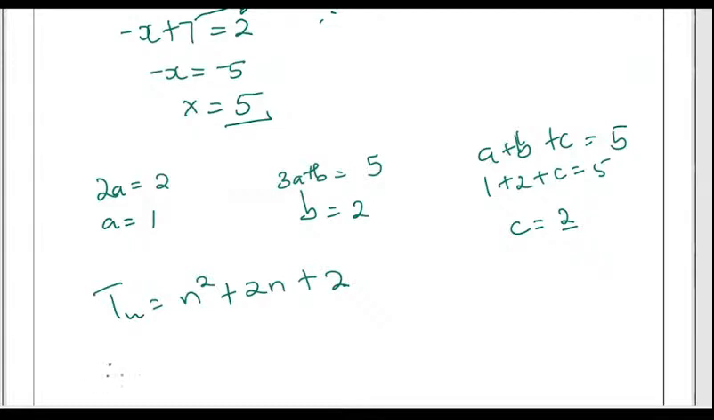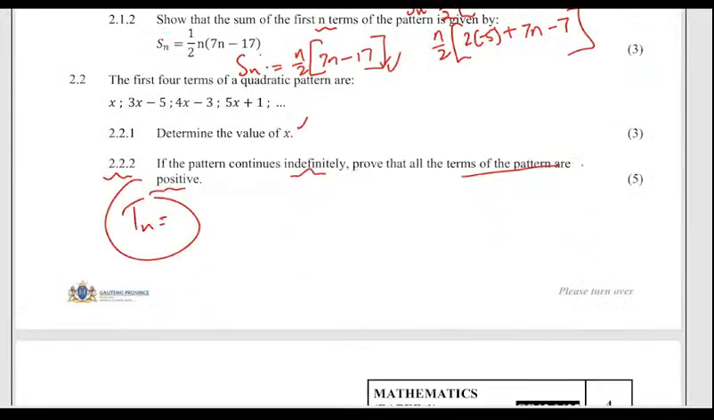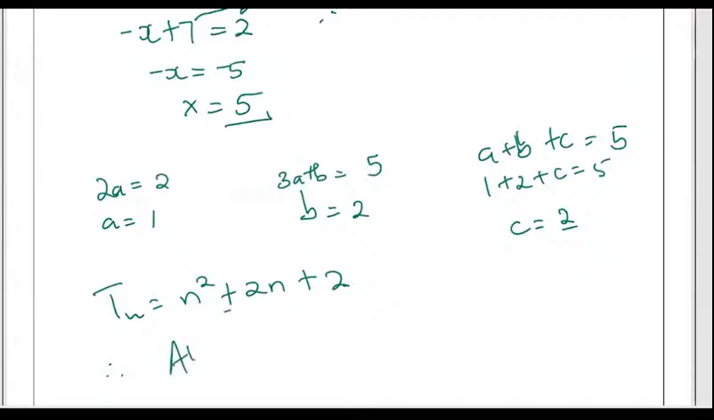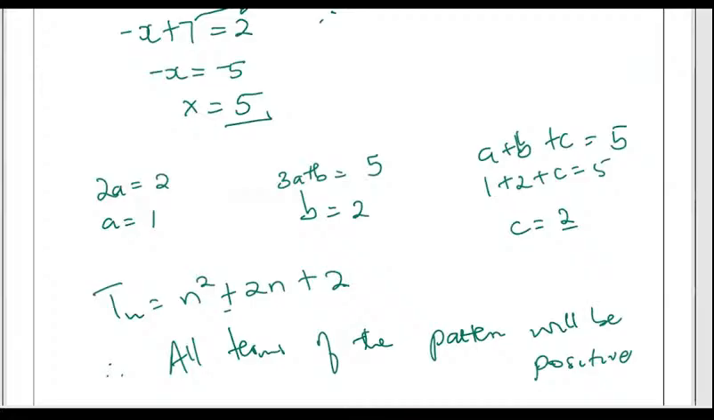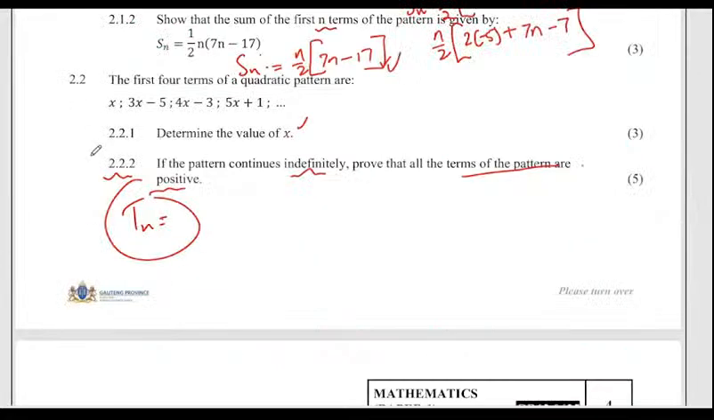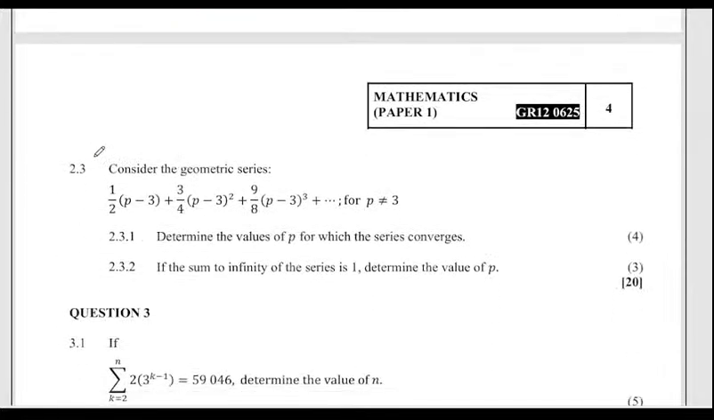So after getting a general term, you can just draw your conclusion. The fact that we don't have any negative numbers, we can say that all the terms of the pattern will be positive. So this question was asking for the general term in a technical way. All right, then question number 2.3.